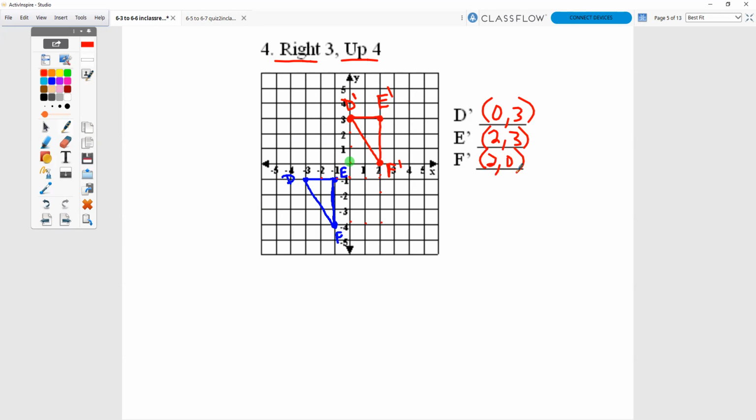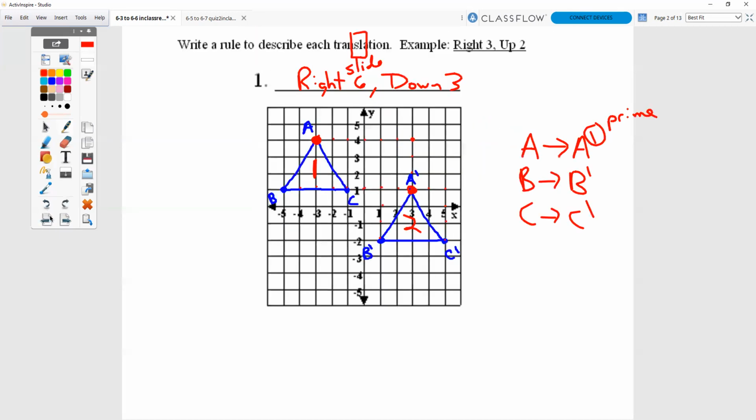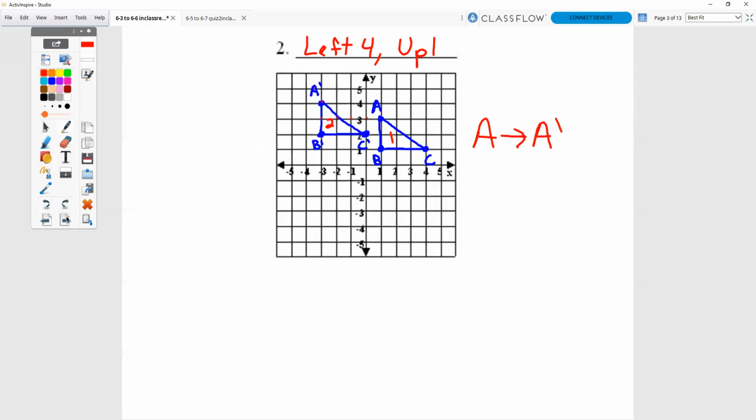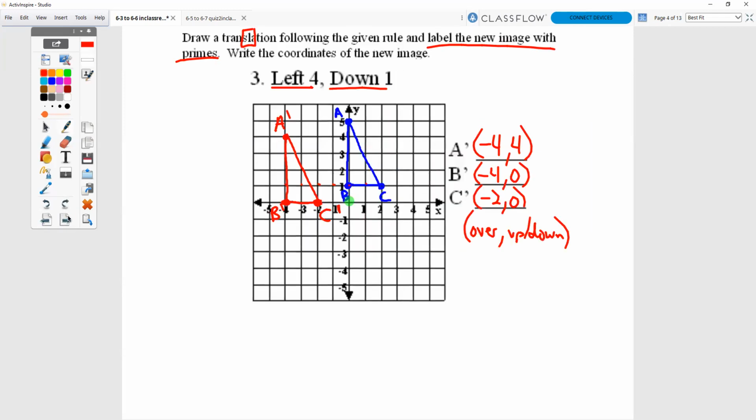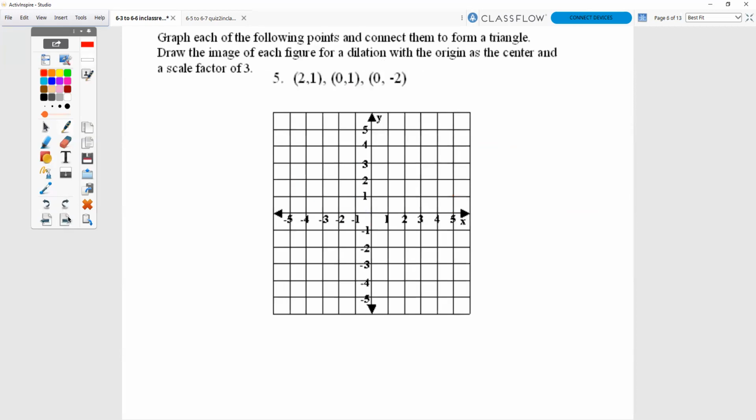Remember, when you do translations, if you take a look at all 4 of these shapes, notice that they are the same size, same shape. They're just slid left to right and up and down, but same size, same shape. The next thing that we get into are dilations. For a dilation, you have to multiply by the scale factor. Whatever this scale factor is, you have to multiply.